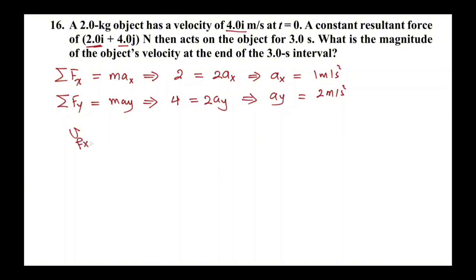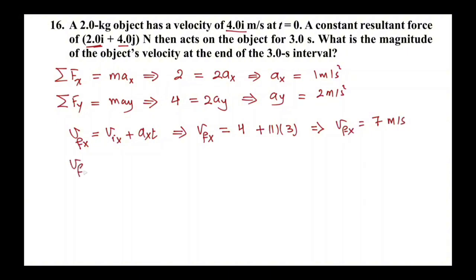A final x equals the initial x plus a_x t, and the final x is equal to, now v initial x is 4i hat, so it's 4 plus a_x, which is just 1, times t, which is 3, and in total the final x equals 7 meters per second.